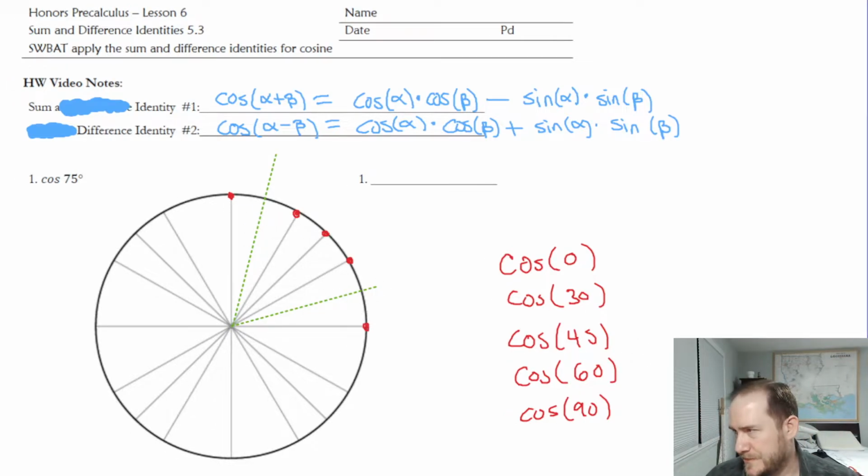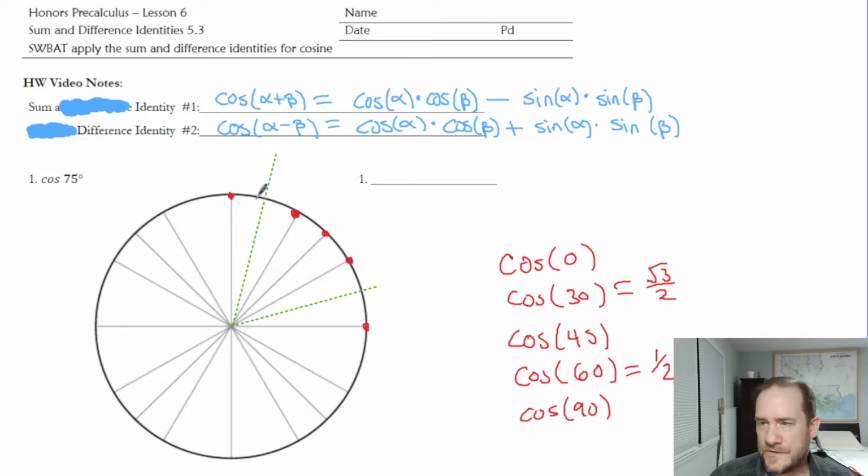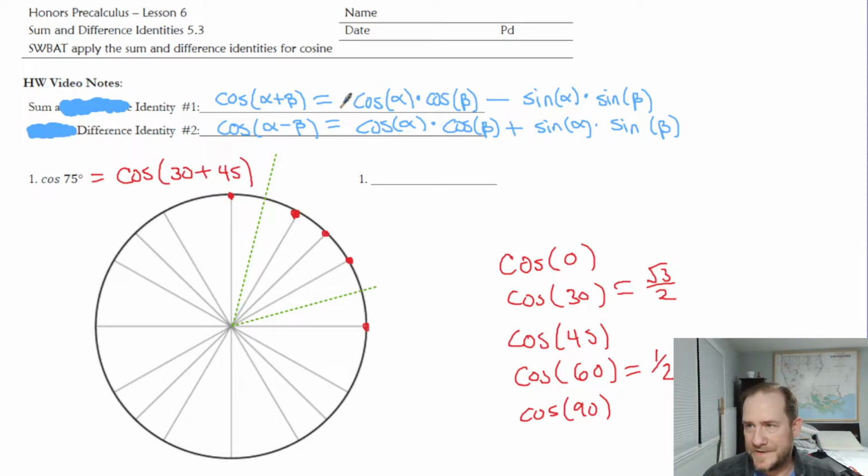And the way you do it is, well, I just kind of got finished telling you that we already know the cosine of 30. Cosine of 30, that's here, is root 3 over 2. And we know the cosine of 60. 60 would be right here. Cosine would be 1/2. And so you might notice that cosine of 75 could be re-expressed as the cosine of 30 plus 45. And then according to our identity, the cosine of 30 plus 45 would just be cosine 30 times cosine 45 minus sine 30 and sine 45.